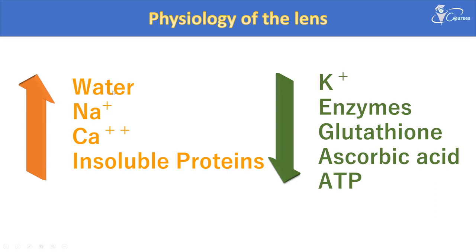If there is increasing water content in the lens, or increasing sodium content, which indicates a problem in the sodium potassium ATPase pump, or increasing calcium, which will cause cortical cataract, or an increase in insoluble proteins, which increase with life, this will also increase cataract formation. Or if there is a decrease in potassium or in the enzymes responsible for glutathione formation. Glutathione is the main antioxidant in the lens, followed by ascorbic acid, which is another antioxidant in the lens. And if there is decreased ATP, all of these, if they decrease, can result in cataract formation.